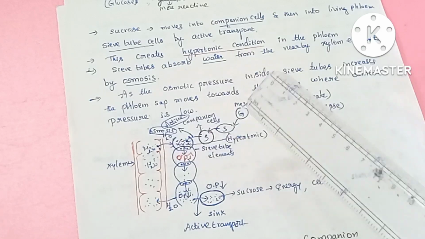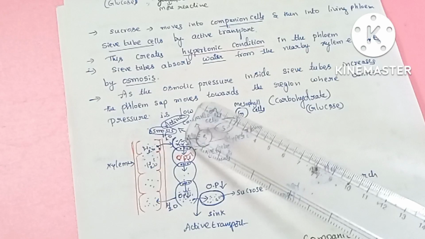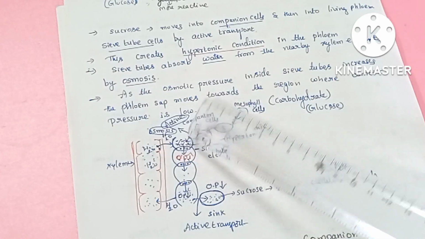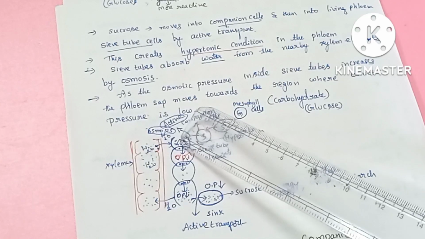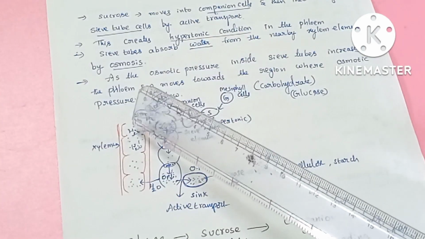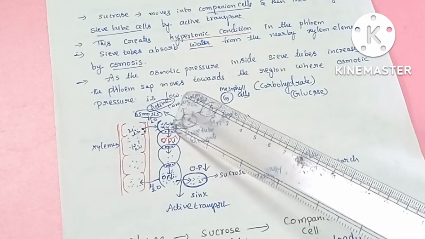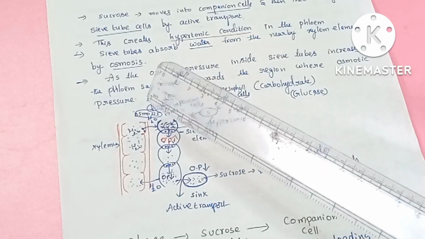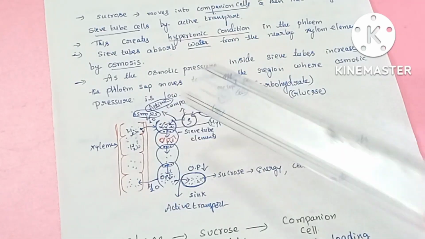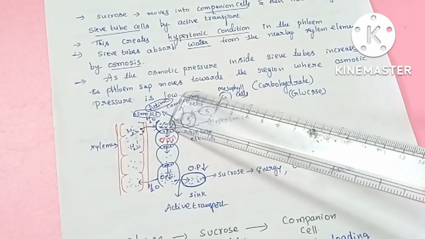Loading is an active process. With loading of sucrose into the sieve tube elements, the concentration of the solute increases. That means the solution will become hypertonic. So because of this, the sieve tubes absorb water from the xylem by the process of osmosis. We know in osmosis what will happen? The water moves from the hypotonic condition to the hypertonic condition.